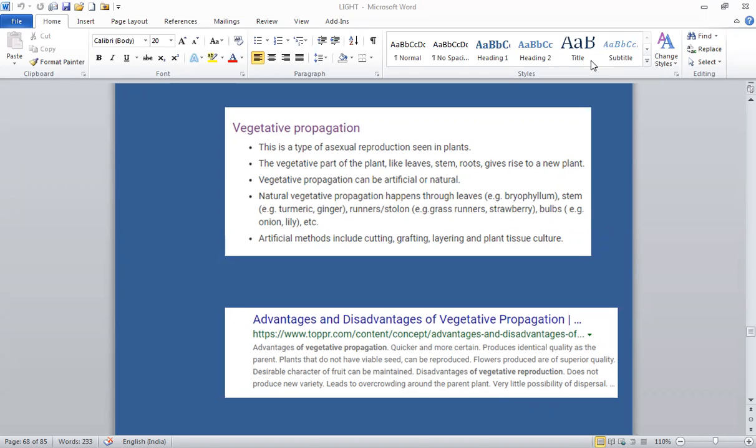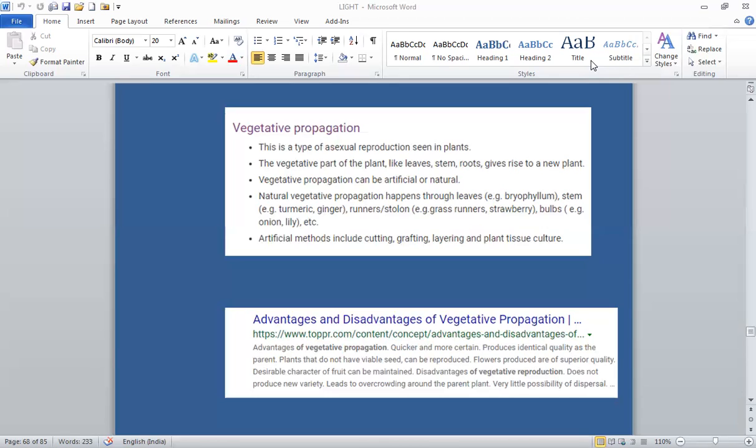Vegetative propagation is a type of asexual reproduction because it is uniparental, meaning only one parent is needed, formed from somatic parts, and there is no meiosis, formation, and fusion of gametes.